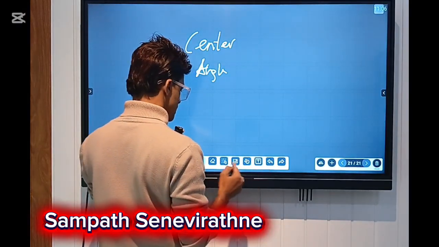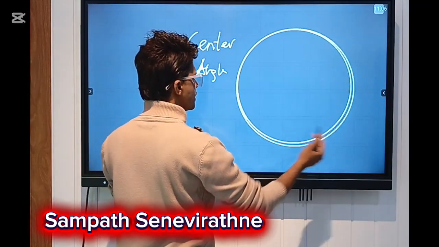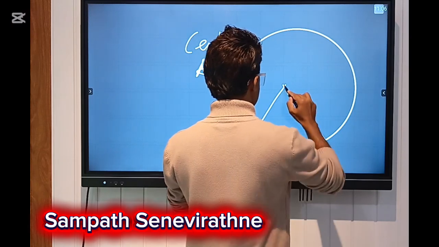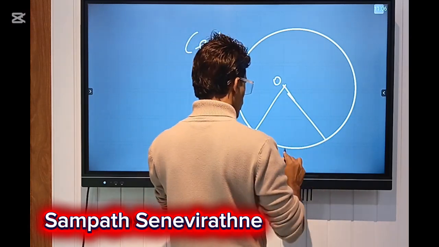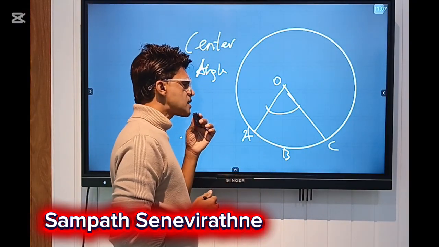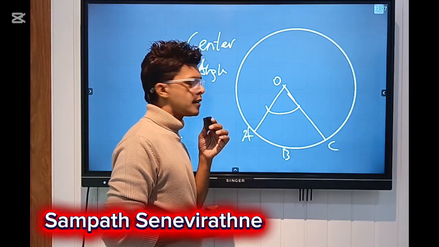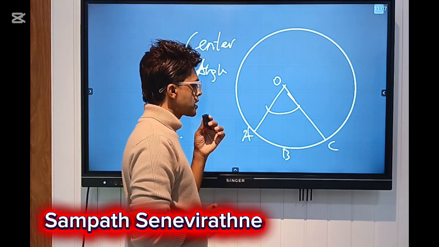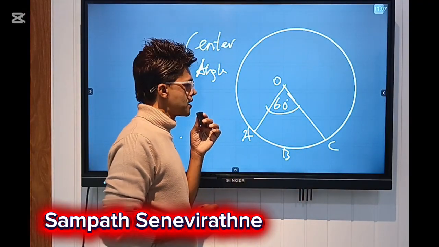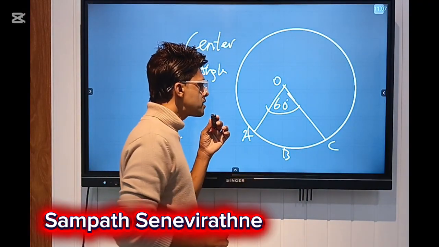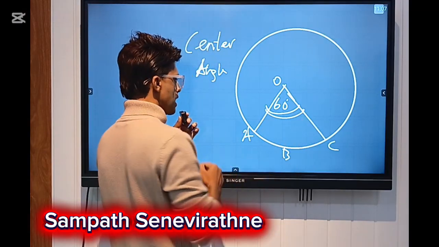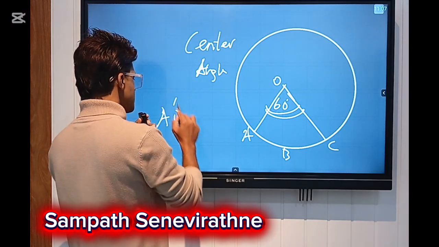How can you identify center angle here? Here is a sector, the sector OABC. Then this angle that you could consider here, the angle AOC, can be named as a center angle of this sector. If I'm mentioning this one, the value of this angle is 60 degrees, and the center angle of OABC is 60. I mean, AOC is the center angle.